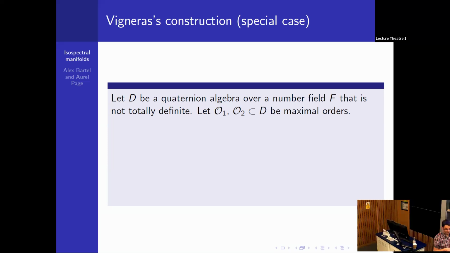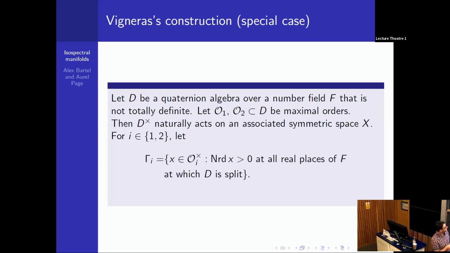And take two maximal orders in your quaternion algebra. Now, it's a strange fact about the arithmetic of quaternion algebras that you can find maximal orders that are not conjugate. And that will be the interesting case.